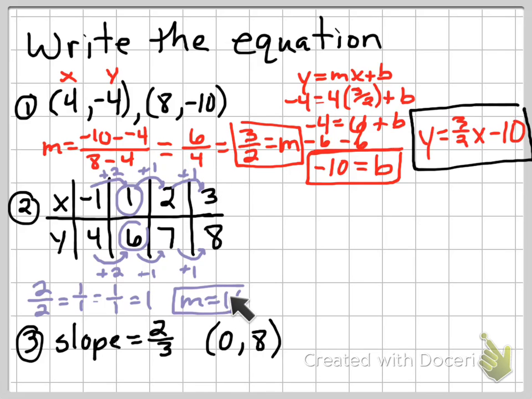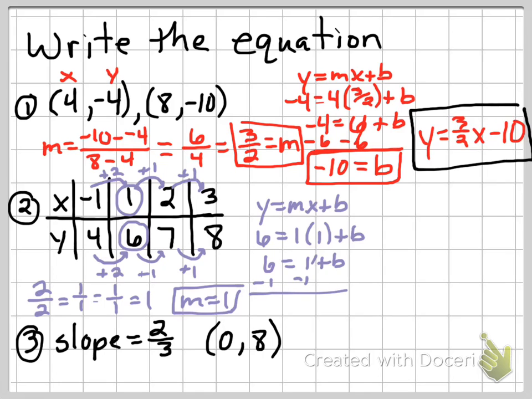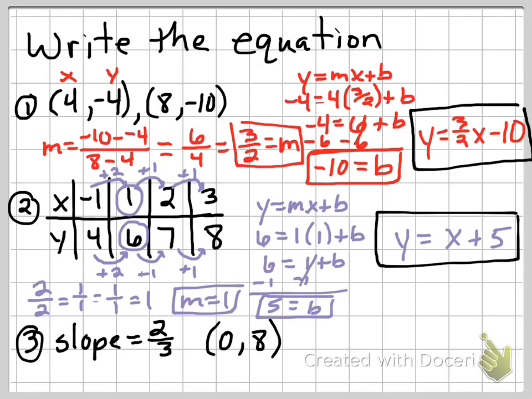m equals 1. Now I'm going to choose to use this point, x and y, to find my b. So I made y 6, I used the 1 for the m, and I used 1 for the x. Now I could have used any of these 4 points. I just chose this one because I think it's probably the easiest to plug in. And then when I solve for b, I get b equals 5. So I have my equation. Y equals 1x, which I don't have to write the 1. So y equals x plus 5.